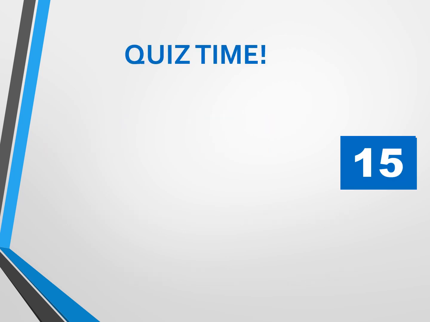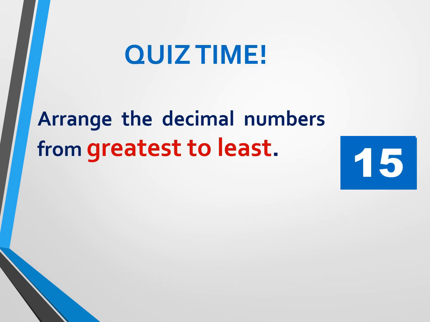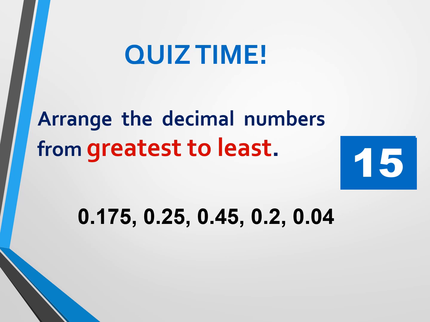Okay, for the next item, this time you are going to arrange the decimal numbers from greatest to least. Are you ready? Here are the list of numbers: 175 thousandths, 25 hundredths, 45 hundredths, 2 tenths, and 4 hundredths. So you are given 15 seconds to arrange the numbers from greatest to least. Your 15 seconds starts now.